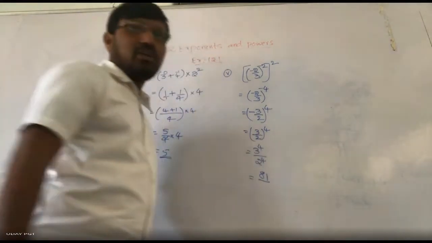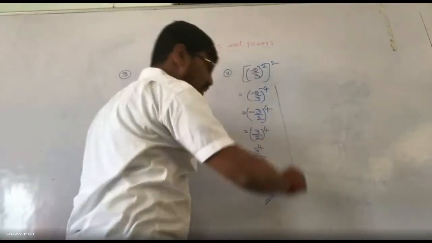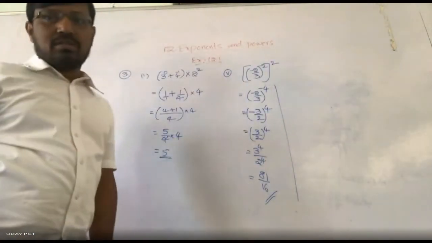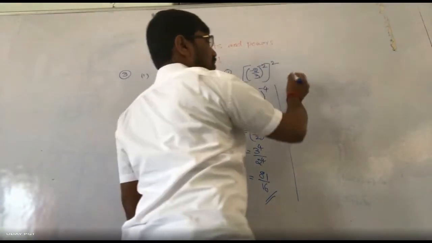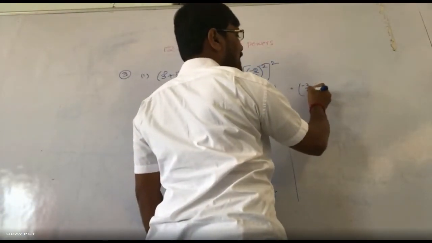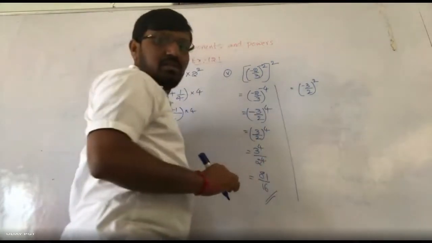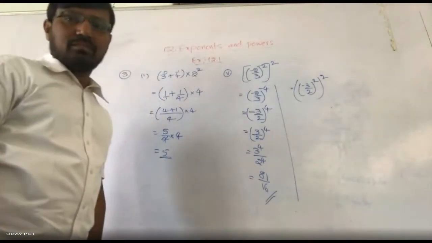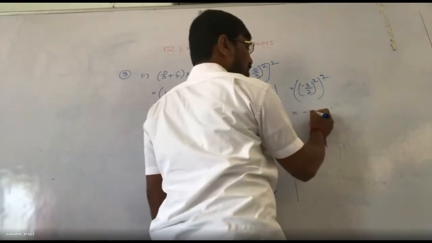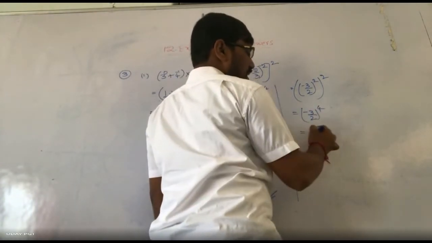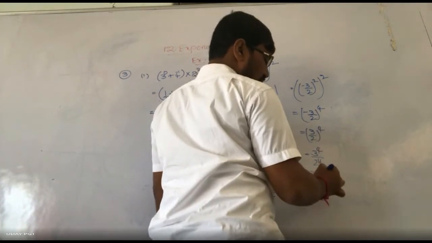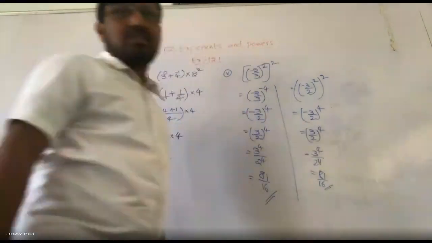Divided by 2 power 4, value what? 16. The final answer. If you want to solve it the other way, first you can interchange, because the power is negative. So you can write this as minus 3 by 2 whole power plus 2, minus 3 by 2 whole power plus 2 whole square. Then you can write it as minus 3 by 2 whole power 4. You can write it as 3 by 2 whole power 4, which equals 3 power 4 by 2 power 4. Final value is 81 by 16. Both are the same answers.